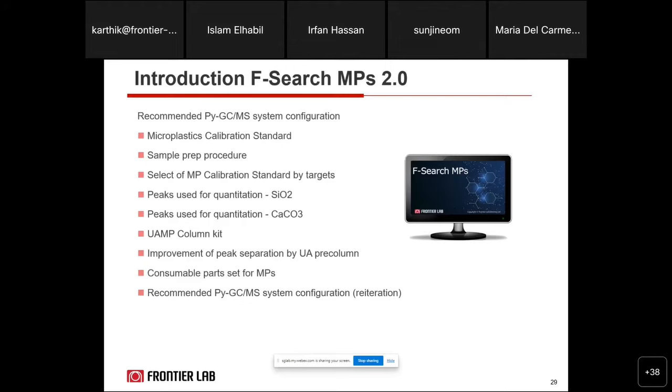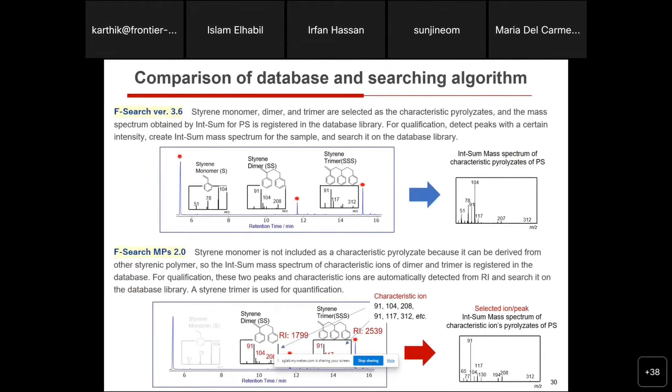Now let me briefly explain how this software is different from our standard software. On top, what you see is F-Search version 3.6. Now we are into 3.7. For example, if you talk about polystyrene, polystyrene produces predominantly three peaks: styrene, styrene dimer, and styrene trimer. In our standard F-Search software, we try to consider the mass spectrum of all three peaks.